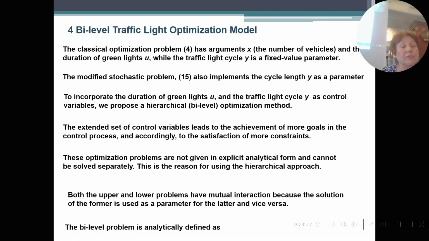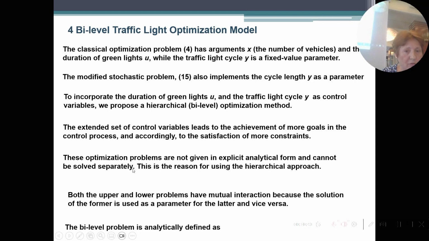Our goal is to introduce more control variables in order to improve this complex object like the transport network, and that is why we introduce a second control variable. This is the traffic light cycle duration. For this reason, we propose a hierarchical bi-level optimization method, which extends the set of control variables and allows us to achieve more goals in the control process and accordingly satisfy more constraints.